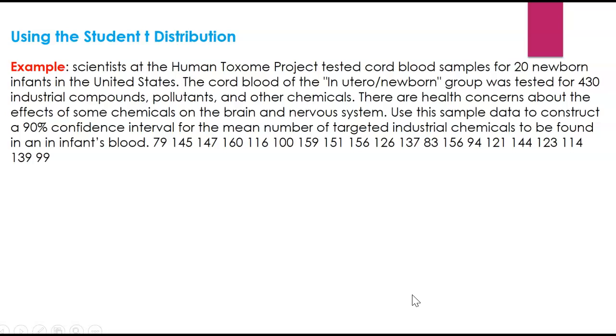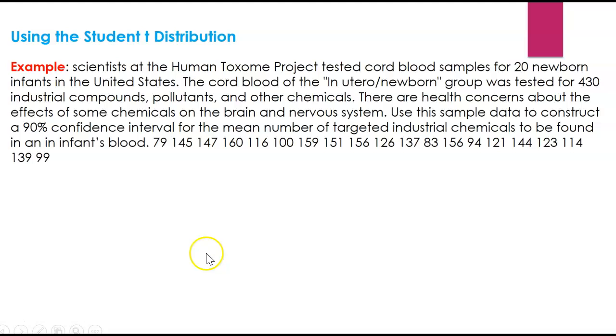Here's another example using the student's t-distribution. Scientists at the Human Toxome Project tested cord blood samples for 20 newborn infants in the United States. The cord blood of the in utero newborn group was tested for 430 industrial compounds, pollutants, and other chemicals. There are health concerns about the effects of some chemicals on the brain and the nervous system. Use this sample data to construct a 90% confidence interval for the mean number of targeted industrial chemicals to be found in an infant's blood.